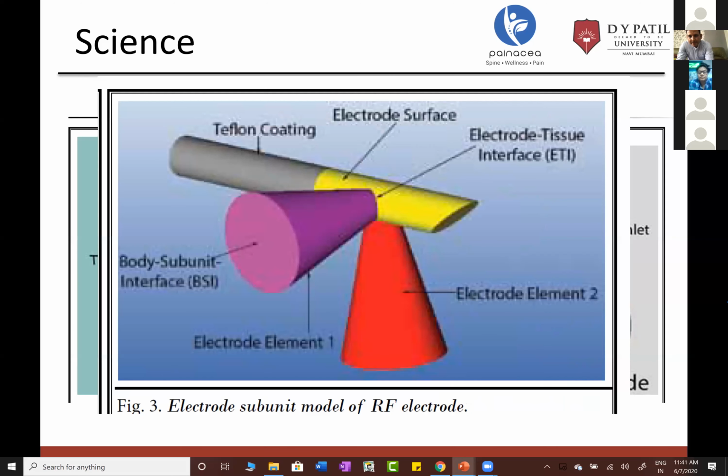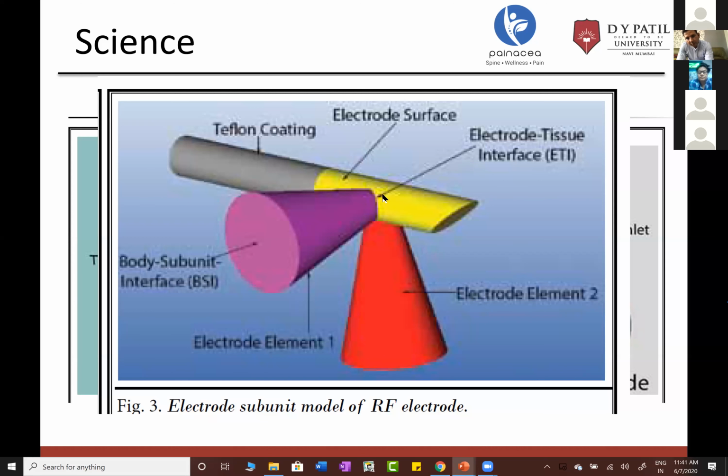So if you see, this is your RF cannula tip, and you know that only the tip is going to generate the lesion because it is the metal one, and behind it is a Teflon coating which will prevent the other structures from getting burned. So this diagram simplifies what I have explained in the previous picture, that there is this body subunit interface. So it is the connection with the rest of the body. This is with the electrode element, and this is the electrode tissue interface.